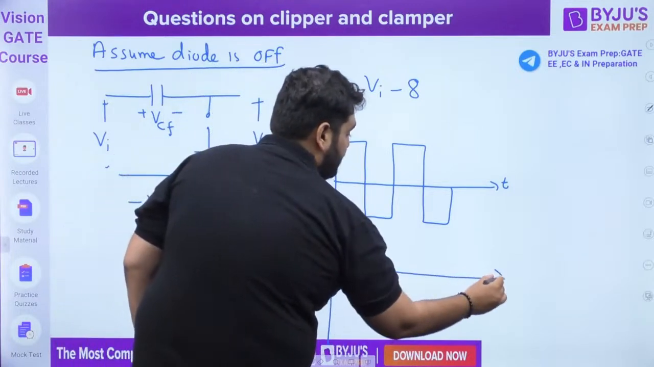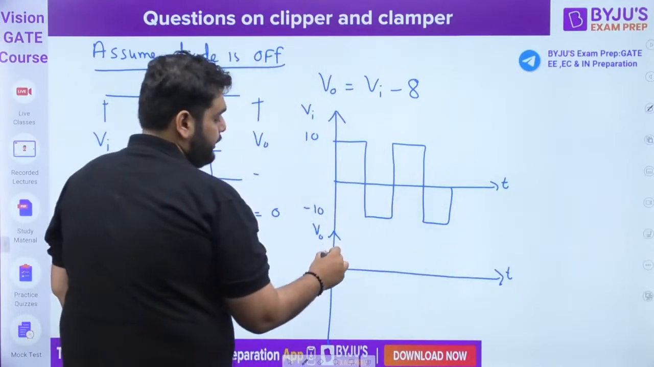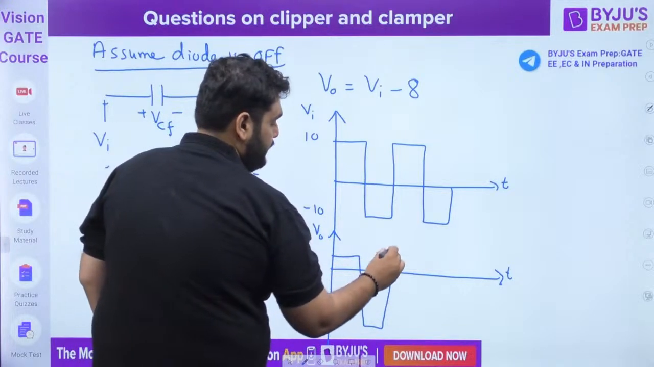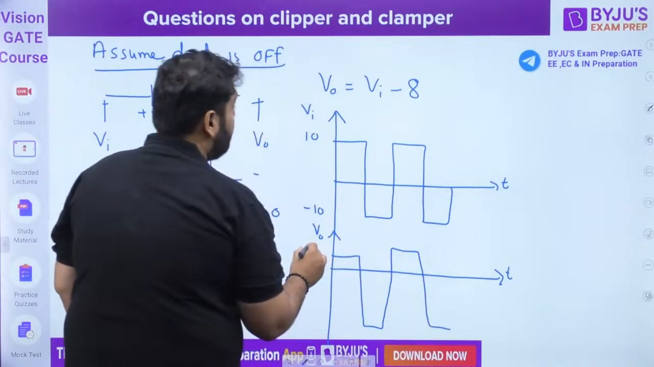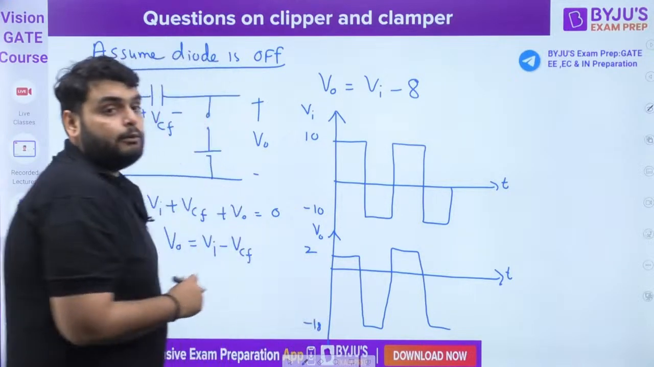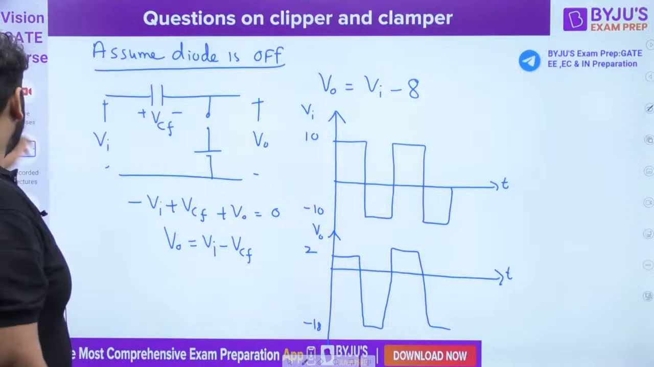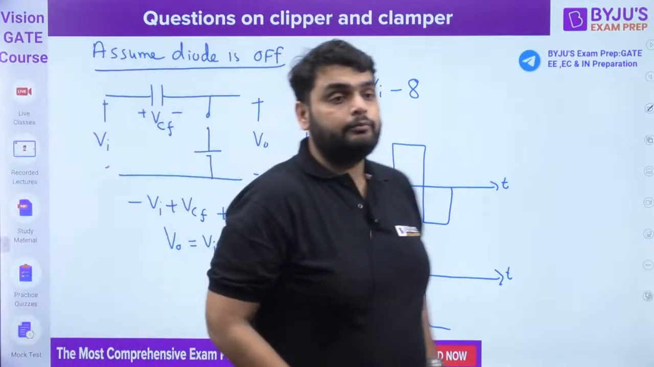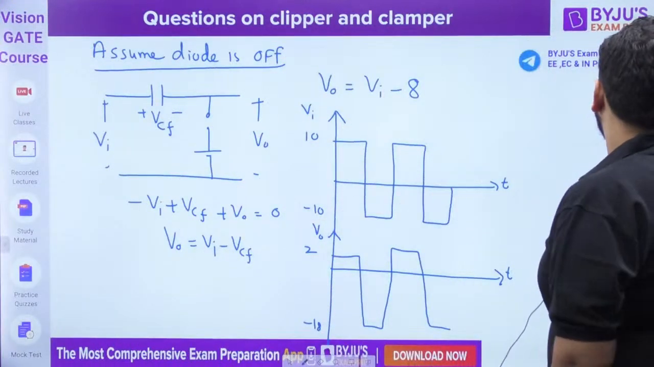So if you subtract the 8 here, it will be like this. What is the point here? It will be 2 volt. It will be minus 18. So which particular option is correct?